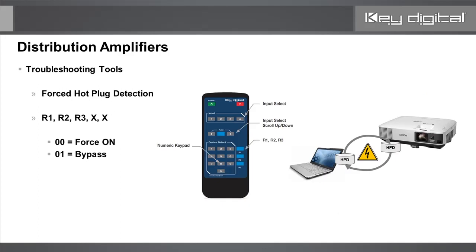Also, using the IR remote control, we can force hot plug detection voltage, or we could just allow it to pass through the switcher from the display to the connected sources. That sequence, R1, R2, R3, 0, 0 to force on, so that the connected source always sees that there is an active monitor, regardless of if that display or projector is on or off. Or 0, 1 to bypass voltage so that it sees high and low hot plug detection.